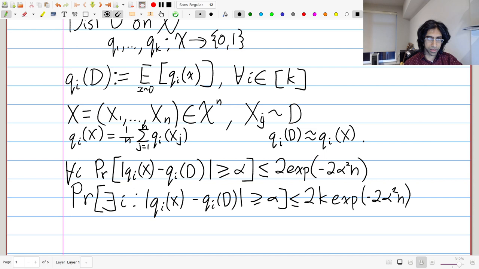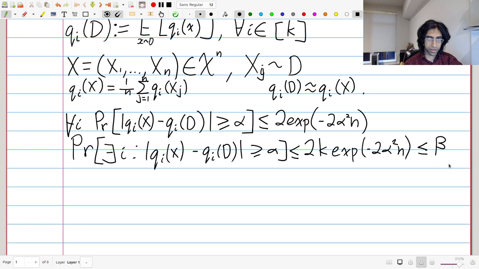Suppose we want this probability to be less than or equal to beta. So essentially, what do we want? We want to be able to ask a number of queries, q1 through qk. We want to use the empirical mean of each query on the data set to estimate the query on the distribution. And we'd like the probability that any of them is significantly off from the true answer to be less than beta. So okay, let's see what this gives us if we solve for this.